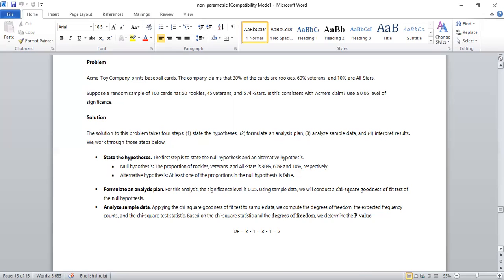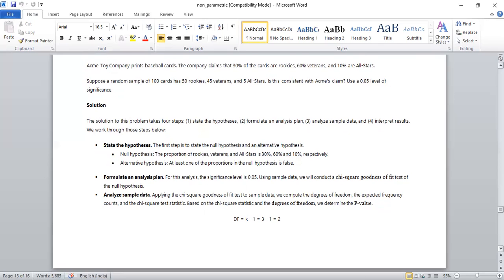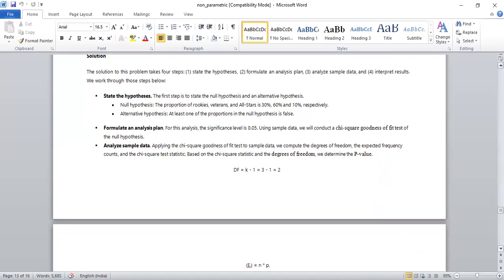First is stating the hypotheses. Second is formulating an analysis plan. Third is analyzing sample data. And fourth is interpreting the results. Okay, so we work through these steps below. Stating the hypotheses: the first step is to state the null hypothesis and an alternative hypothesis. The null hypothesis is that the proportion of rookies, veterans, and all-stars is 30, 60, and 10% respectively. The alternative hypothesis is that at least one of the proportions in the null hypothesis is false.